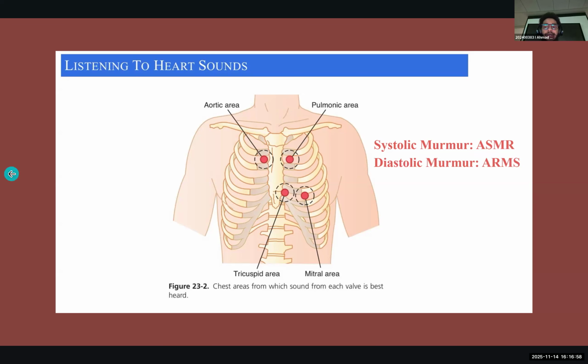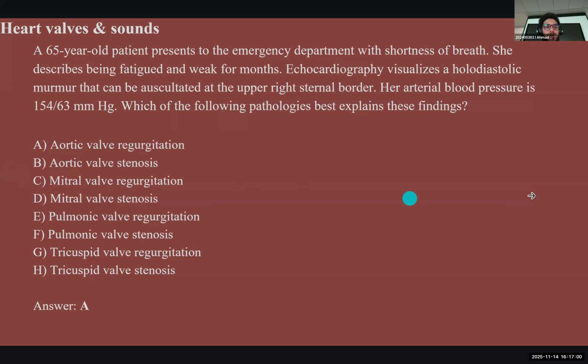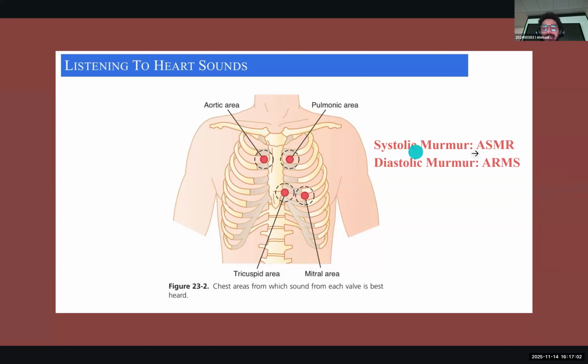Aortic stenosis and mitral regurg. This is for systolic murmur. For diastolic murmur, you could honestly just memorize one of them. When you go to the exam, flip it for the other one.